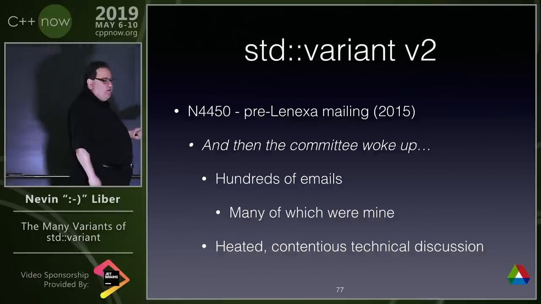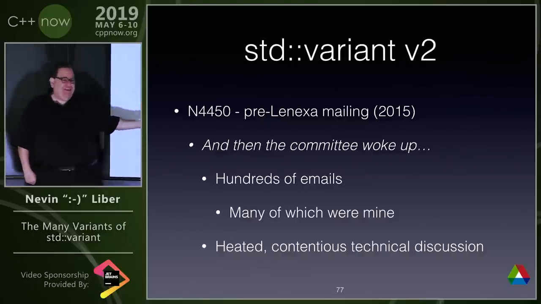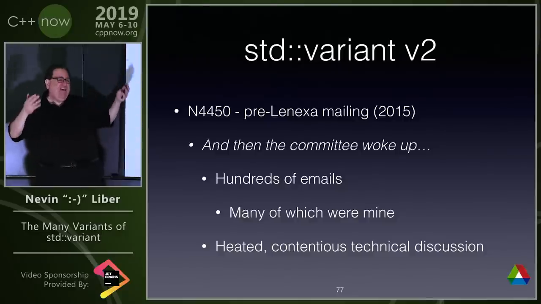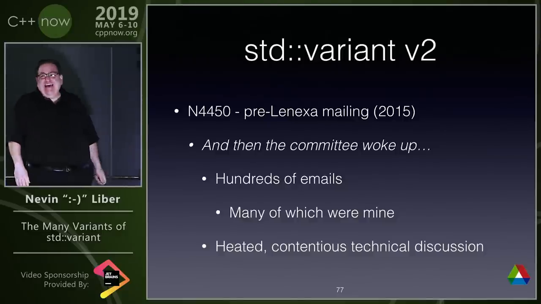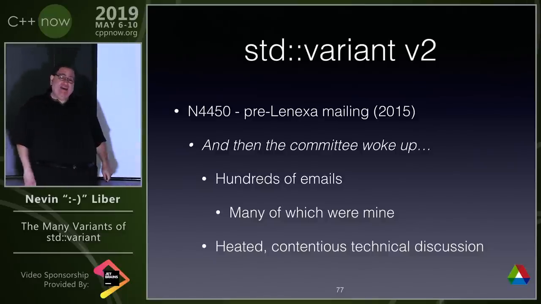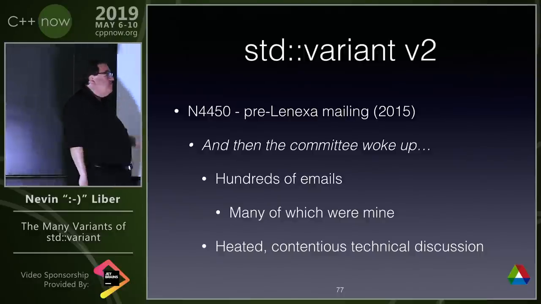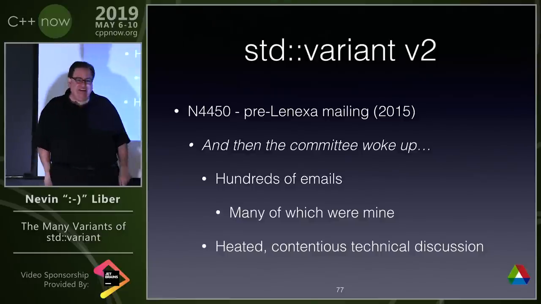And then the committee woke up to this proposal. Literally hundreds of emails. I mean, not like 200, like 800-900 emails. I've tried counting them, but the subject lines keep changing, so it's just hard to count them in Gmail. Many of those emails were mine, so I'm part of the problem, you might say. And this was a heated, contentious technical discussion.